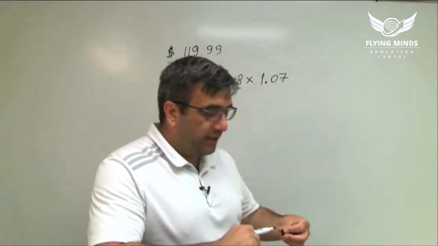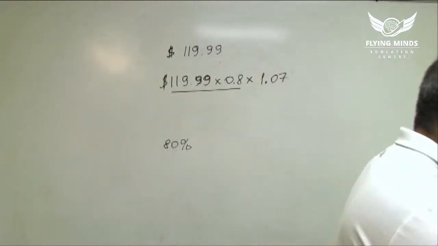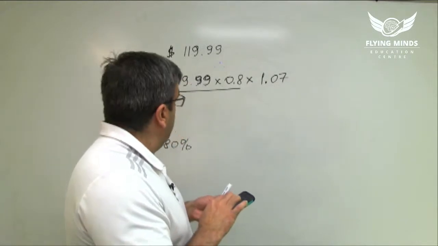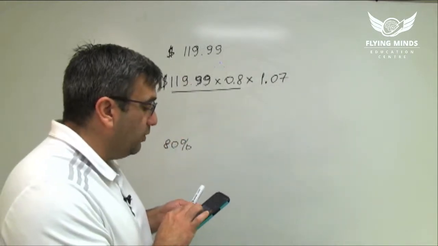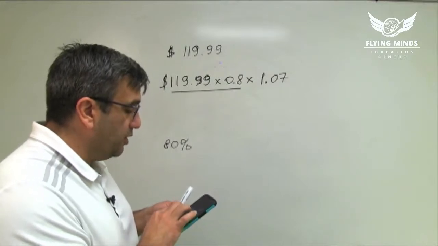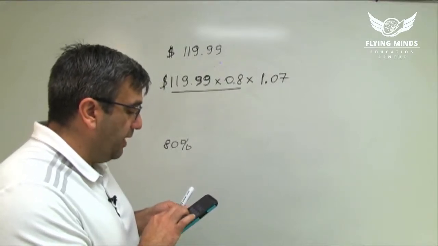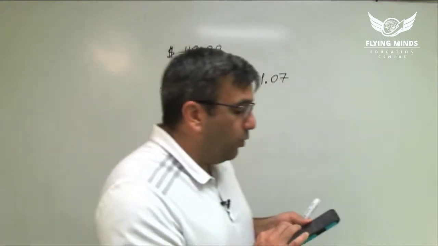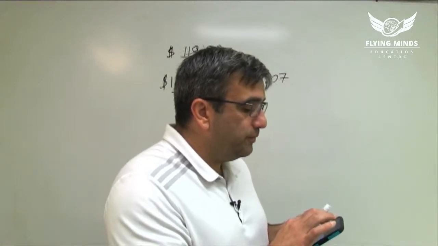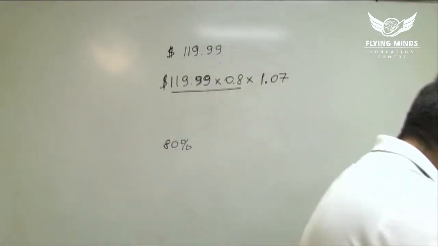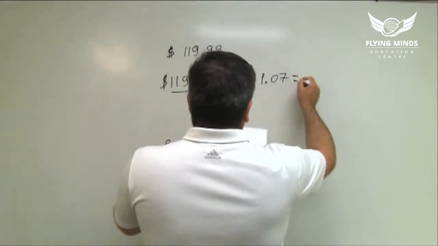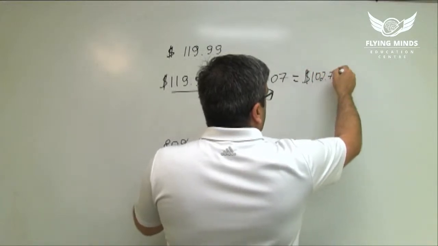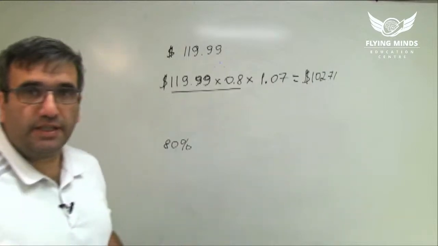So if we evaluate this, 199 times 0.8 times 1.07, we get 102.7. Right? So our answer will be 102.71. So this is our answer.